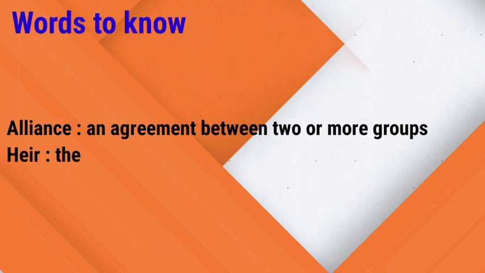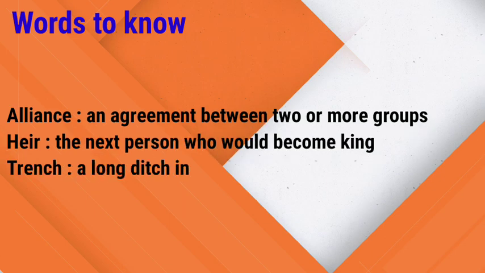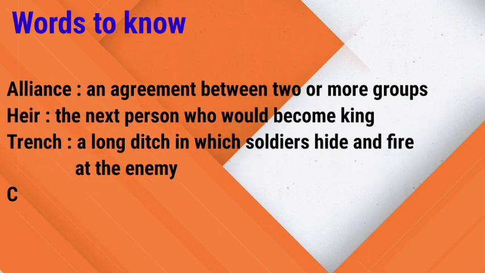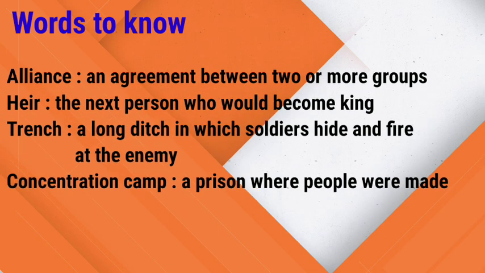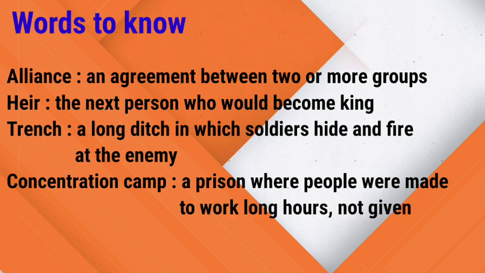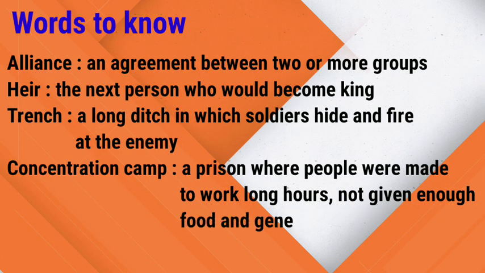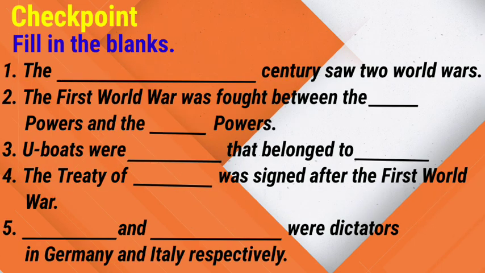Alliance. An agreement between two or more groups. Heir. The next person who would become king. Trench. A long ditch in which soldiers hide and fire at the enemy. Concentration camp. A prison where people were made to work long hours, not given enough food, and generally treated very badly.